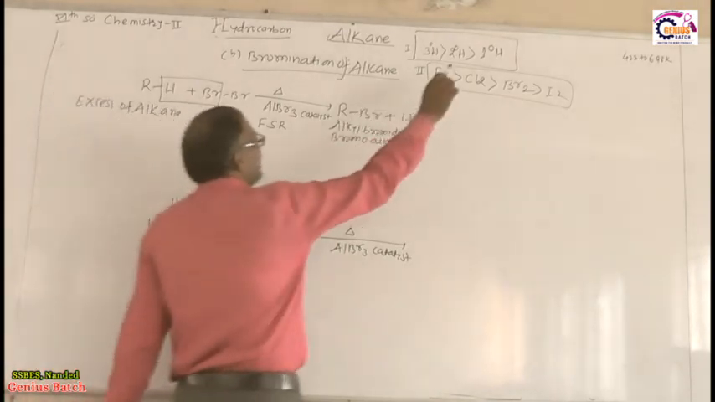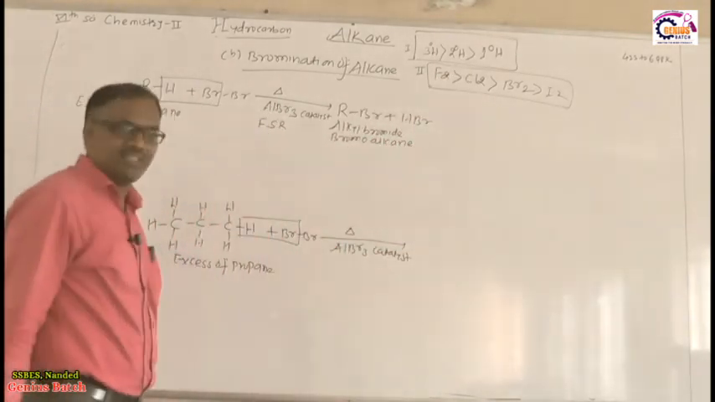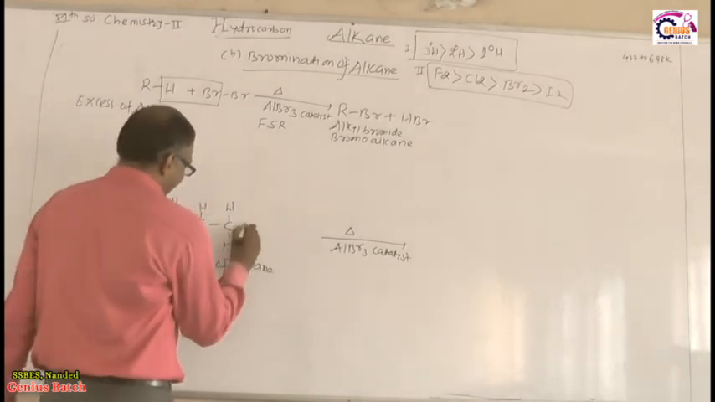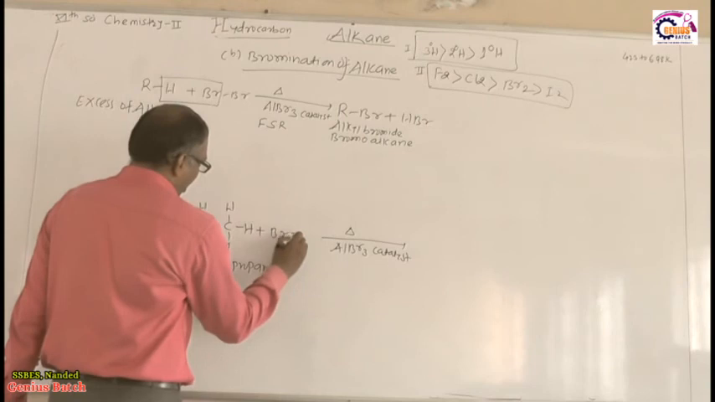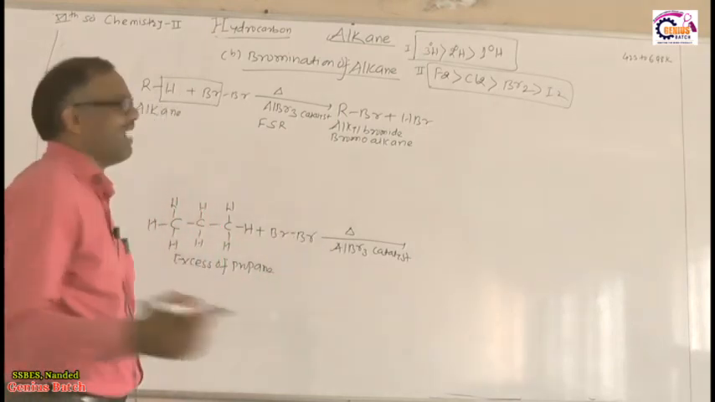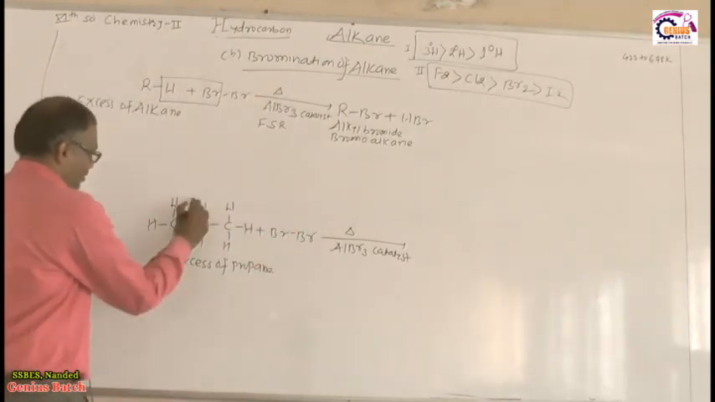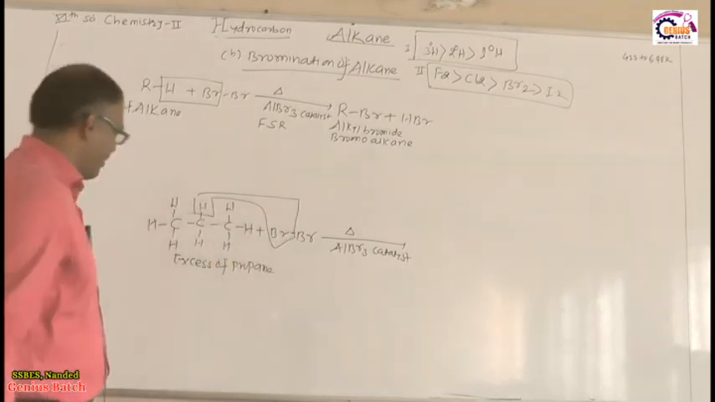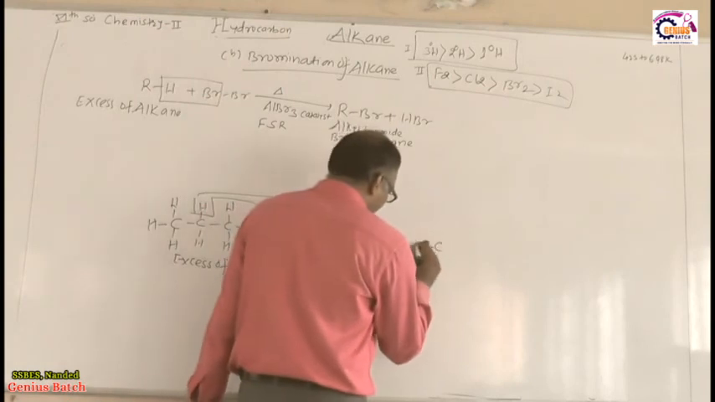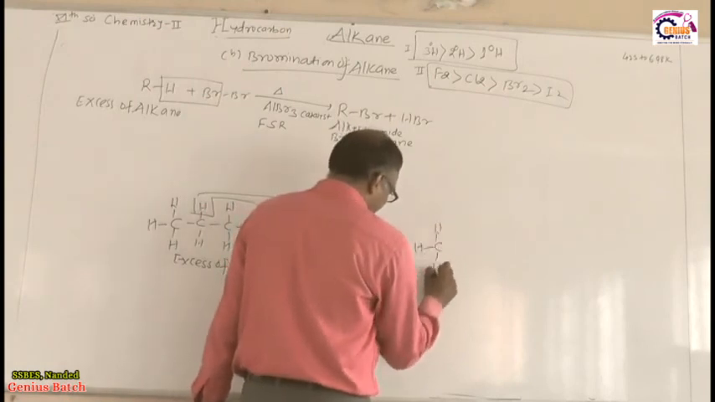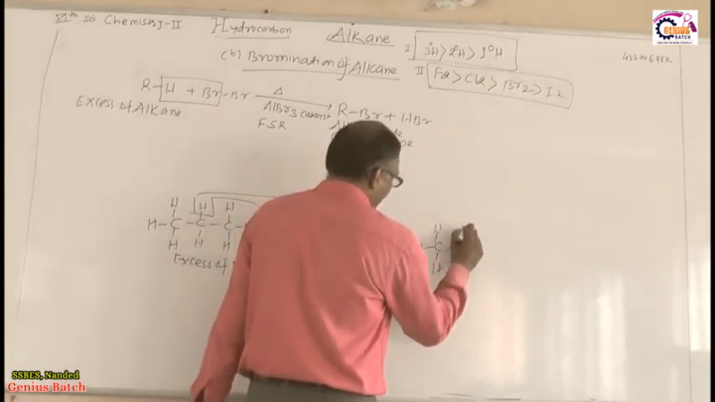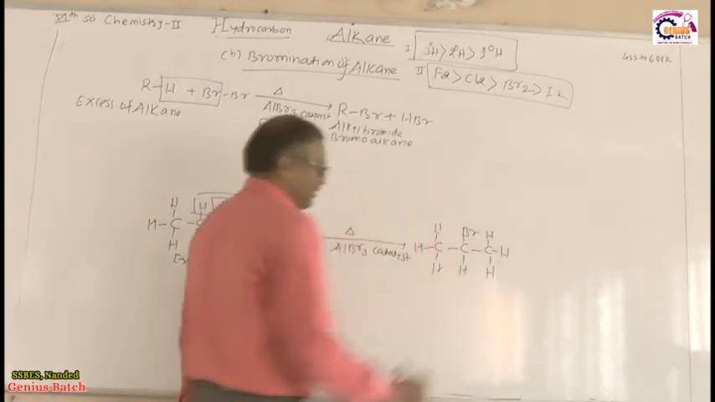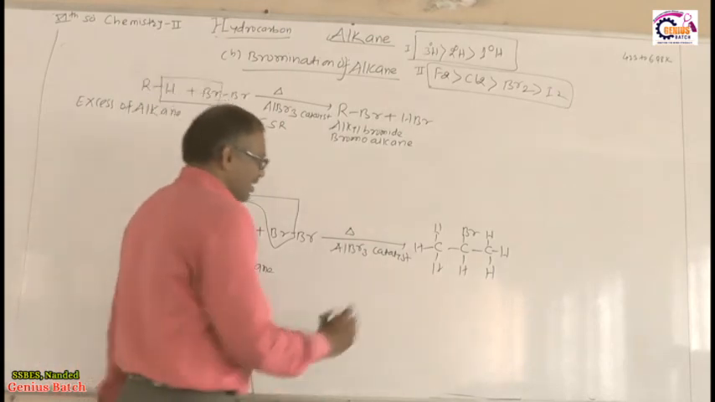So which hydrogen is easily replaced? Secondary hydrogen is easily replaced. So you have to replace the secondary hydrogen atom, not the primary hydrogen atom, because we have been given this order. This secondary hydrogen and this bromine come out in the form of HBr. So what will be the product? CH3 is as it is, then the carbon with hydrogen and bromine attached, then CH3. What is the name of this compound?